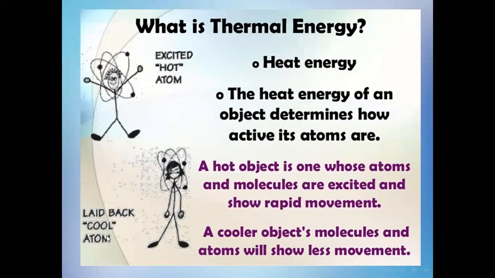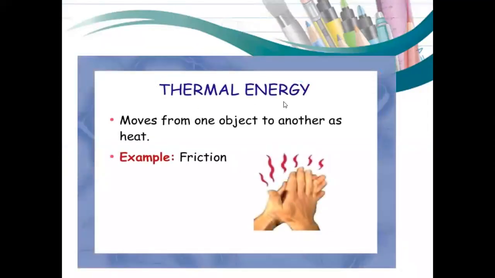Excited hot atom and let back cool atom. A hot object shows rapid movement, a cooler object shows less movement. Thermal energy moves from one object to another as heat. When you rub your hand, after some time you feel heat. So thermal energy moves from one object to another as heat. An example is friction.